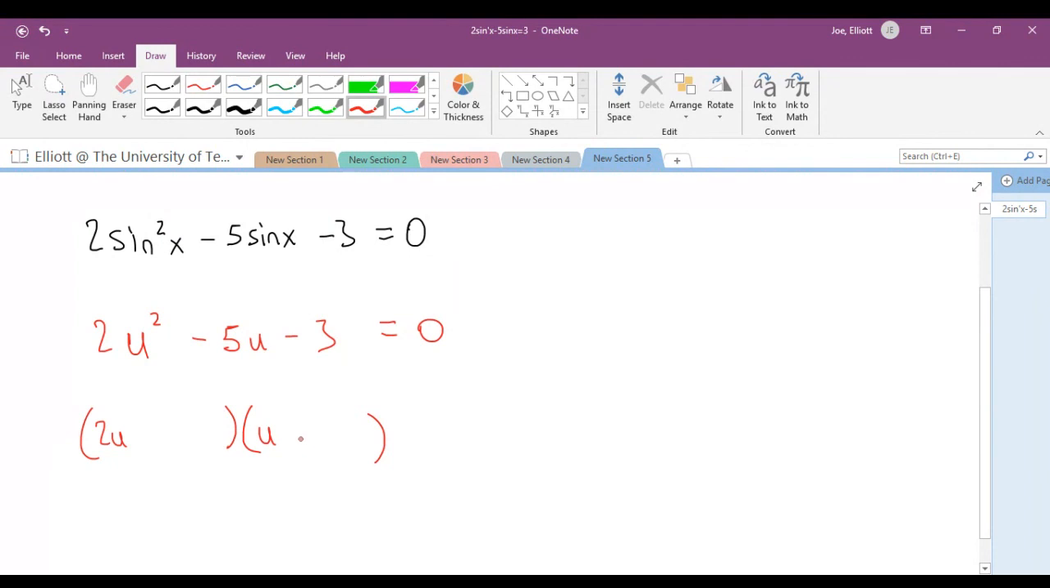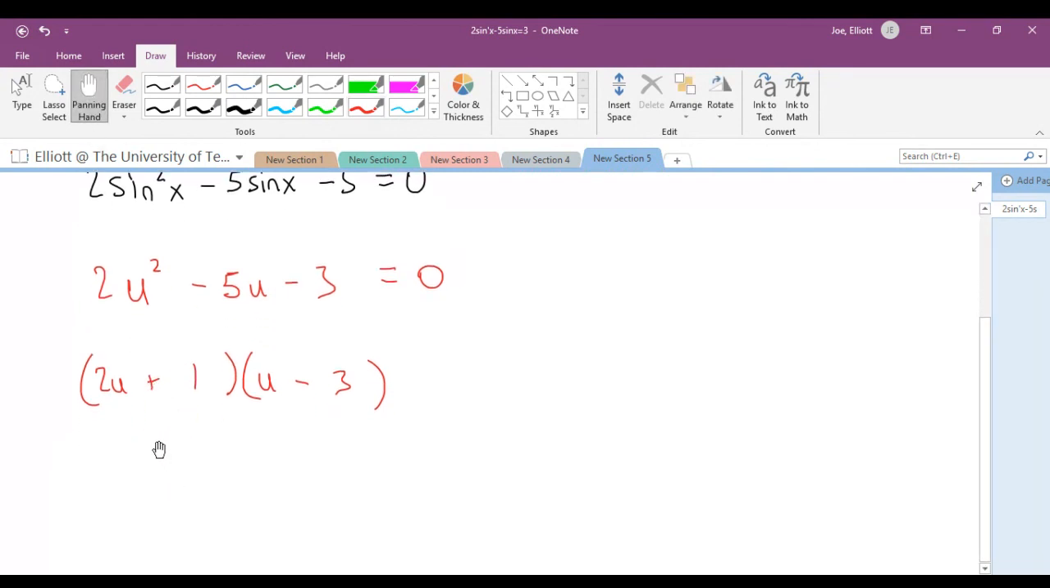2u, and then you want minus 3 at the end, so minus 3 plus 1. Okay, and then you'd have minus 6 plus 1 to give you the minus 5, okay? Right, okay. So then here we factored it.